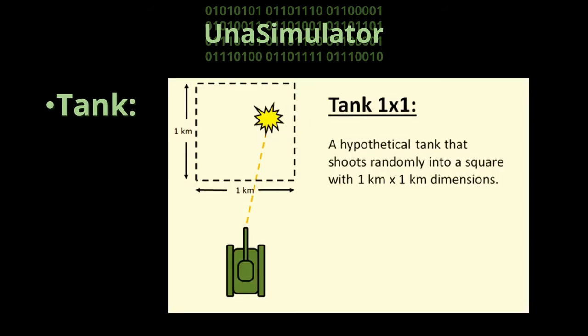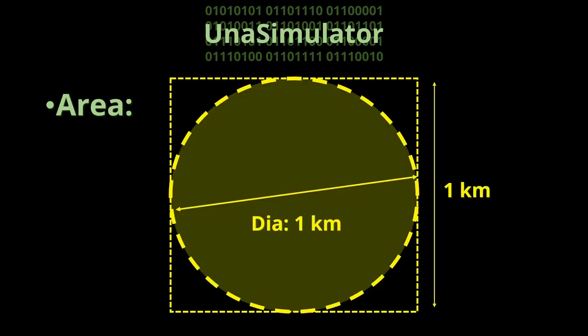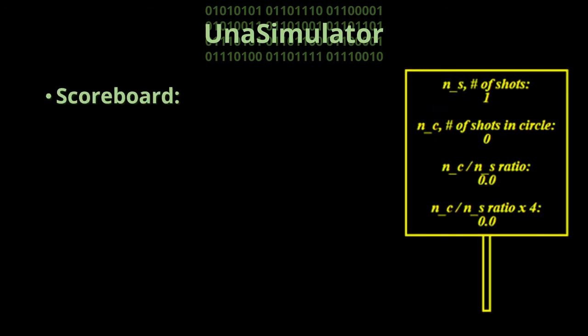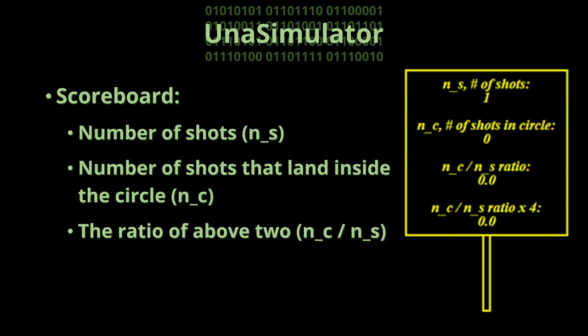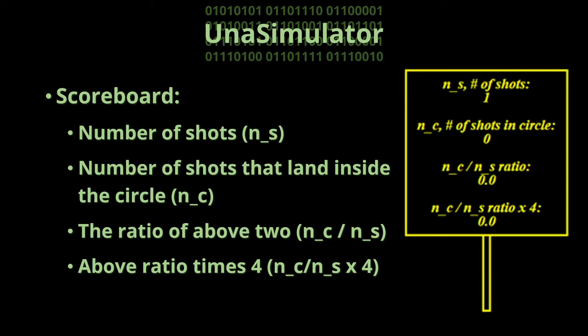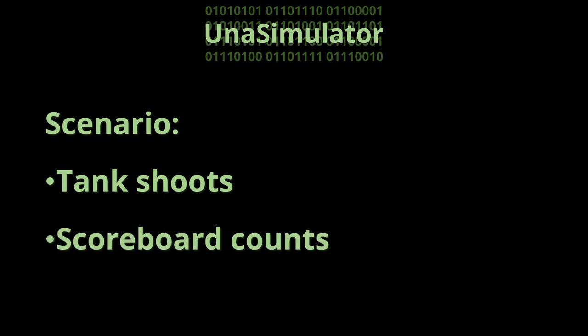The tank is a hypothetical tank that shoots randomly into a square with 1 km to 1 km dimensions. The area is that 1 km to 1 km square area plus a circular area with a 1 km diameter just inside the previous square that the tank shoots at. And finally, there is a scoreboard, which shows some parameters in real time. The number of shots, the number of shots that land inside the circle, the ratio of above two numbers, and above ratio times 4. So the scenario is very simple. Tank shoots, scoreboard counts, and that's it.